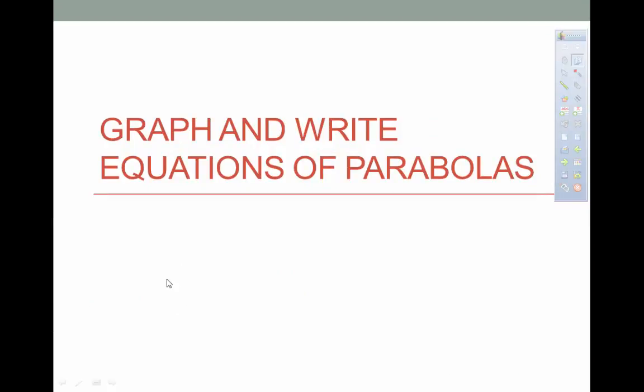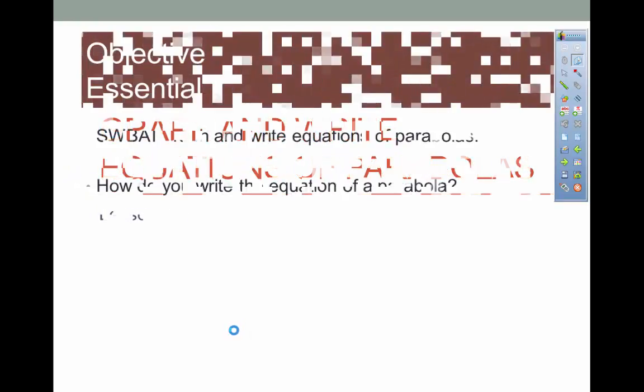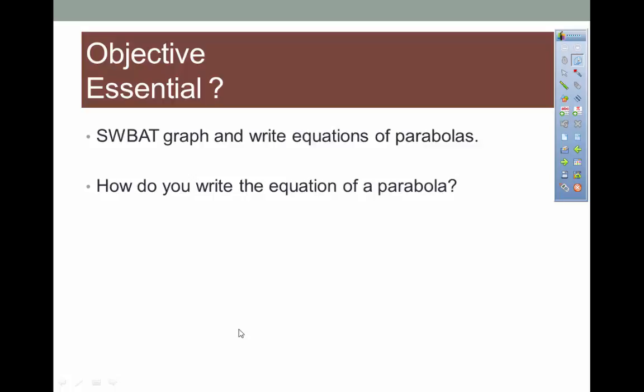Okay, so we're going to learn how to graph and write parabolas. So I gave you a handout. We'll do some of the study guides together, but you also have to use graph paper, so I'll pass that out here in just a little bit. Lesson 8.2. So our objective today, students will be able to graph and write equations of parabolas.